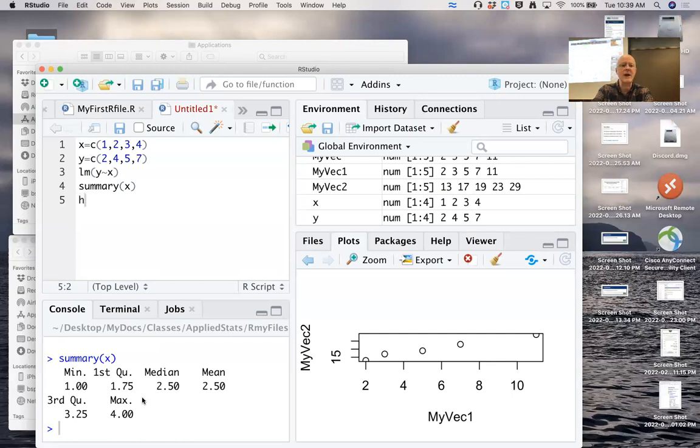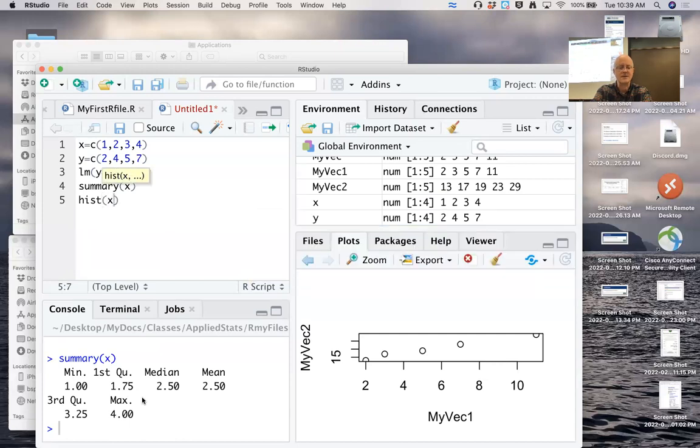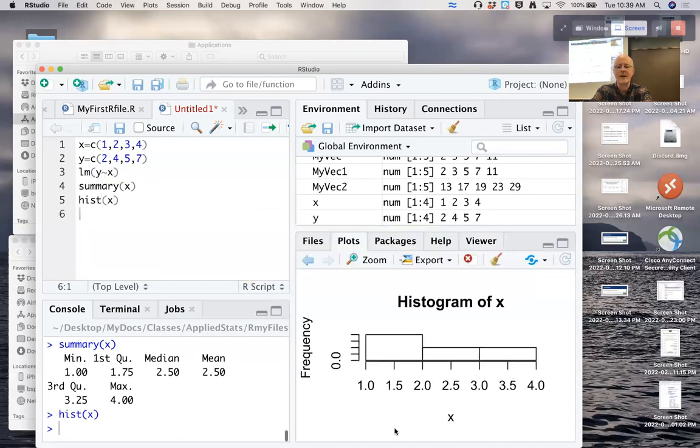You can also make a histogram, although with so few data points, it doesn't really make sense to do so. And there you see a histogram of the X values. Hist does histogram. So those are a few basic things that you can do.